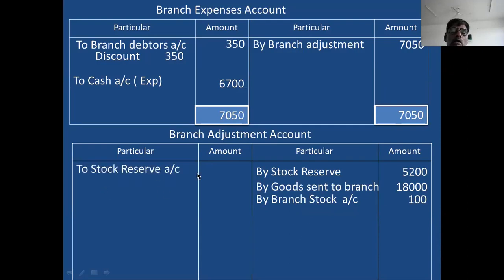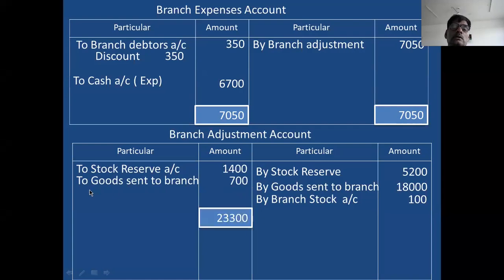Okay, debit side stock reserve 1400. 1400 is on closing stock. Goods sent to branch 700. This is the loading on transfer. This is loading on transfer. You take the total, gross profit is 21,200.